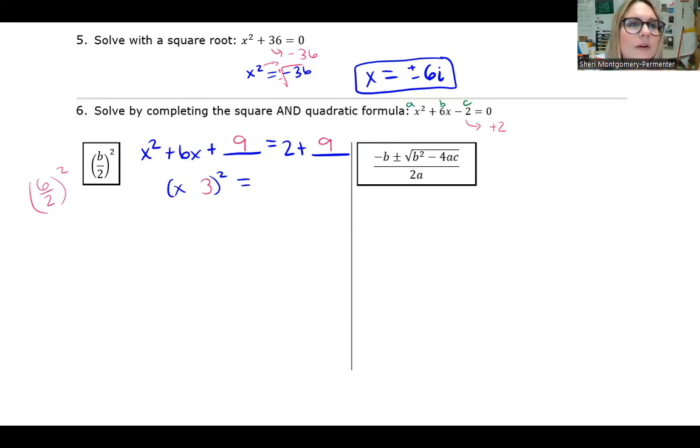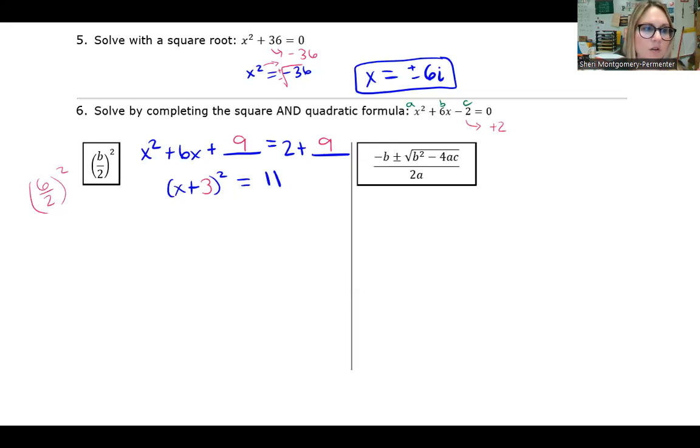I'm missing the sign right here. It's a positive 2, yeah. The sign of the middle term determines the sign right here. So since it's plus, this one is plus. Plus blank on both sides. 9 plus 2 is 11.